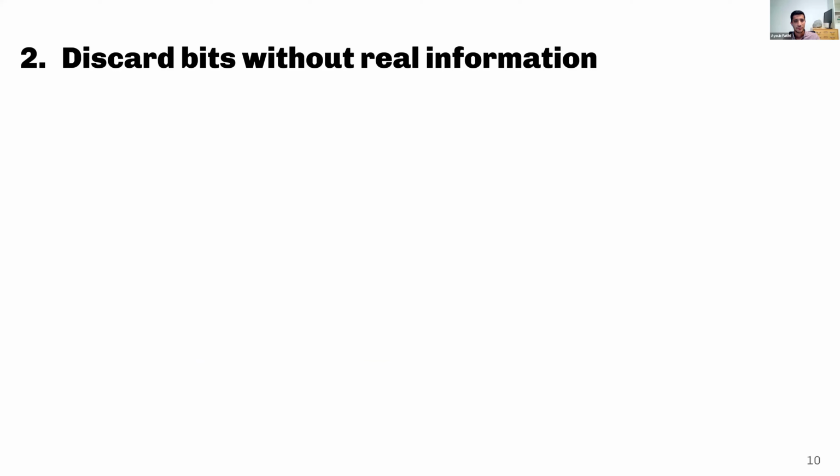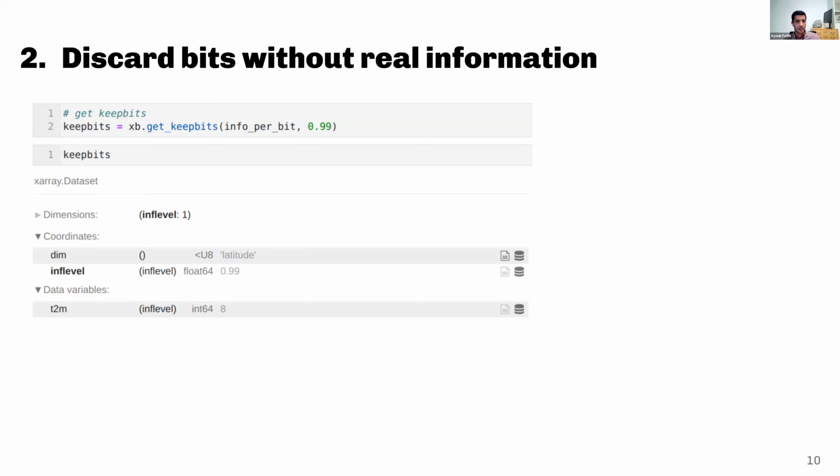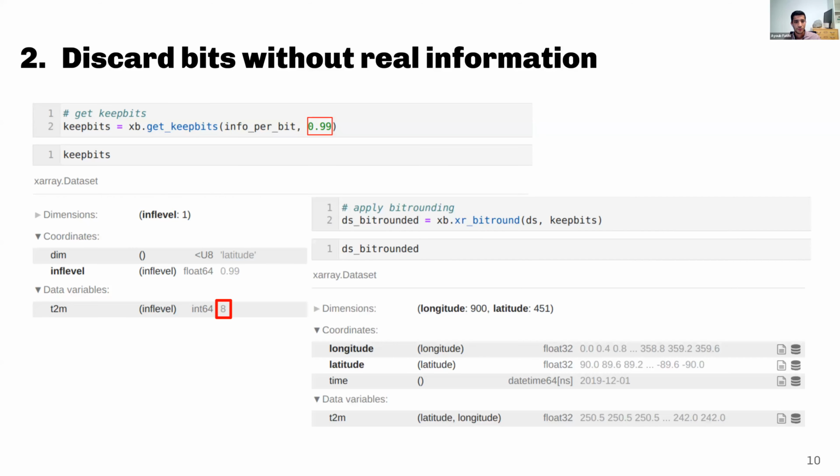And to discard the bits without information, we need the key bits value, which refers to the number of bits from the mantissa that are necessary to retain approximately 99% of the information in this example. In this particular case, the key bits value is calculated to be 8 bits. This value is then utilized to round the original data.